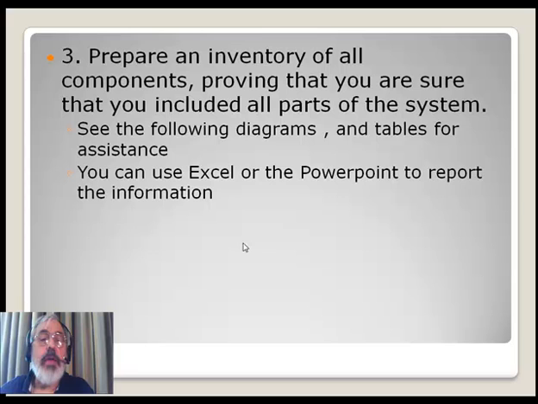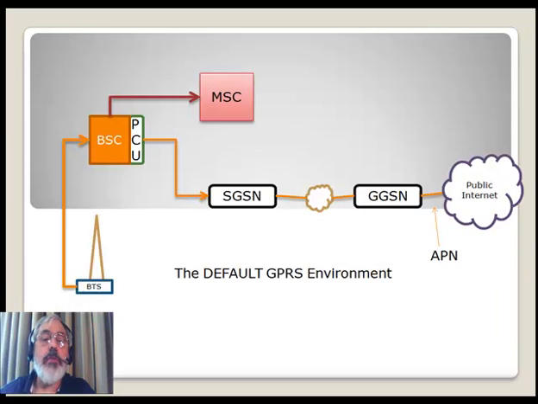So your exercise is going to be to prepare an inventory of all of the components to make sure that you understand what all the parts of the system are. So again, here's our basic environment. You're going to want to talk to the network engineers about how many SGSNs do we have, how many GGSNs do we have, how are they connected together, how many BTSs, how many BSCs, and how do they hook up to the SGSN.